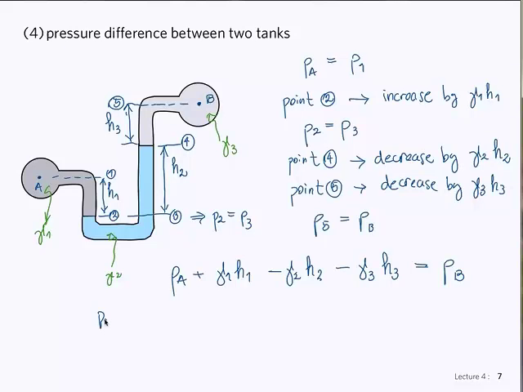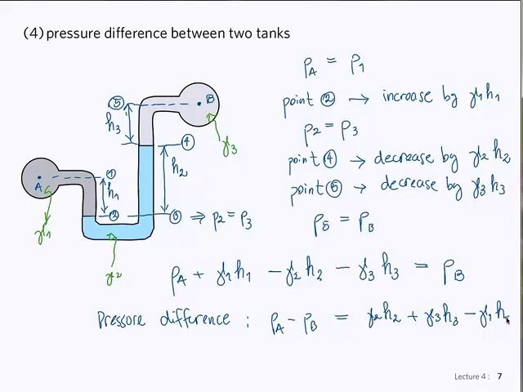And so now the pressure difference PA minus PB is equal to, move everything to the other side, gamma 2 H2 plus gamma 3 H3 minus gamma 1 H1.